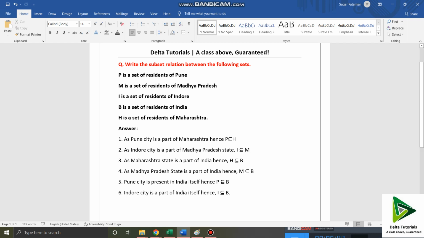So in this way, we have derived six subset relations between the given sets of some cities and some states. I hope you have understood this video. This problem is present in practice set 1.3, main question number 5, of the Maharashtra State Board 9th standard.